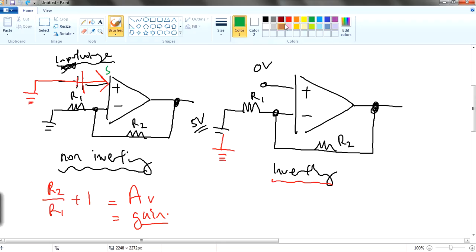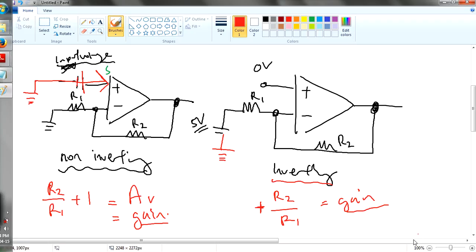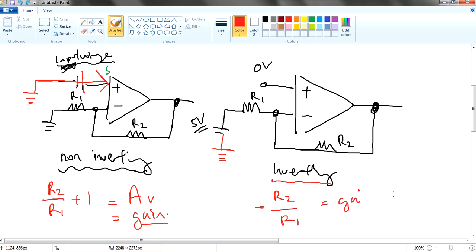Okay, for inverting in this case, the formula is actually R2 over R1, and then it should be minus. Okay, but nonetheless, the gain itself is just simply saying the magnitude of the gain. So the text in your PDF is always saying gain is positive. However, if it's outputting, it's actually creating a negative gain. Okay, so these are the things you need to take note of.